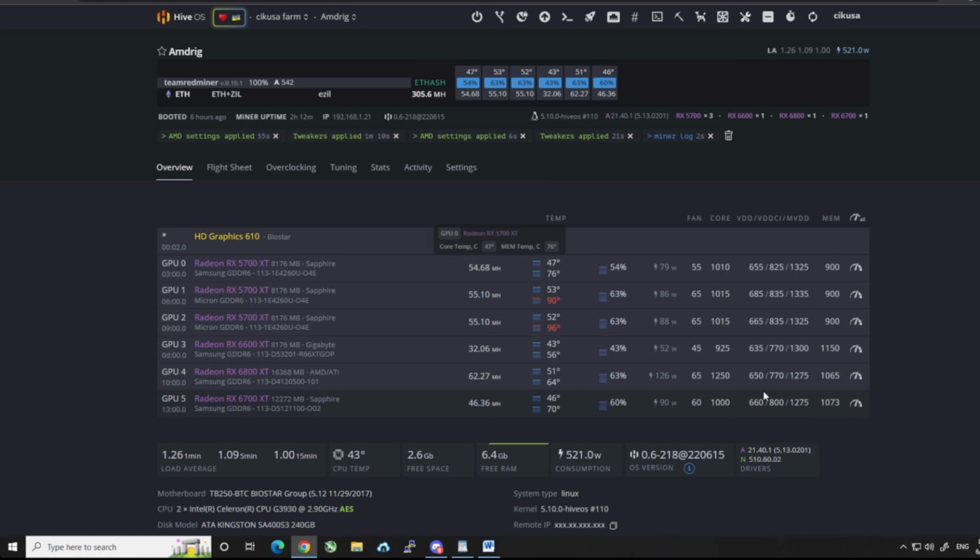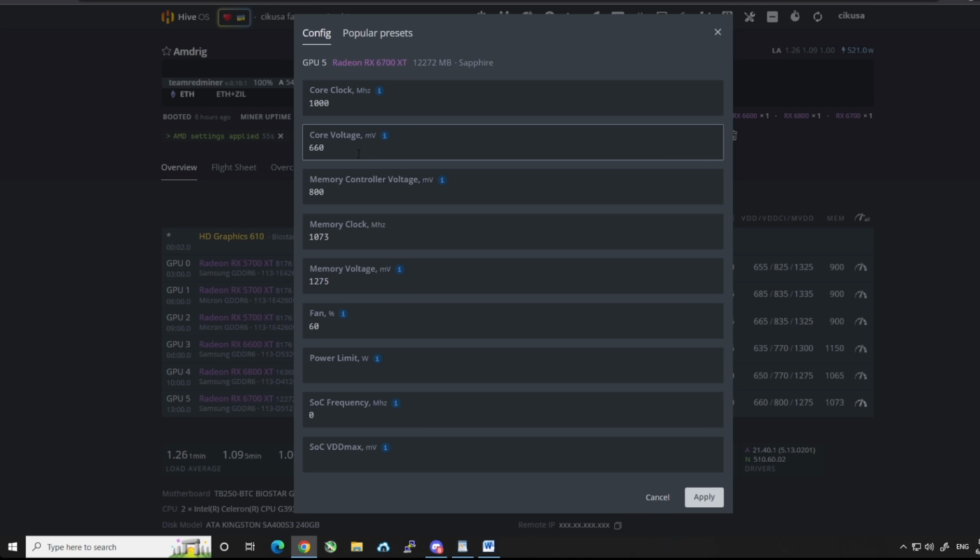As you can see here, start at 1000, usually core around 675 or 650 in that approximate region. Memory controller 800. Memory clock, again, I would suggest you start at 1060 and work your way up until you start to see a dip of the hash rate, and according to that, you lower your memory. Memory voltage 1300, usually this card can run on 1275. And I would say that pretty much that's it.